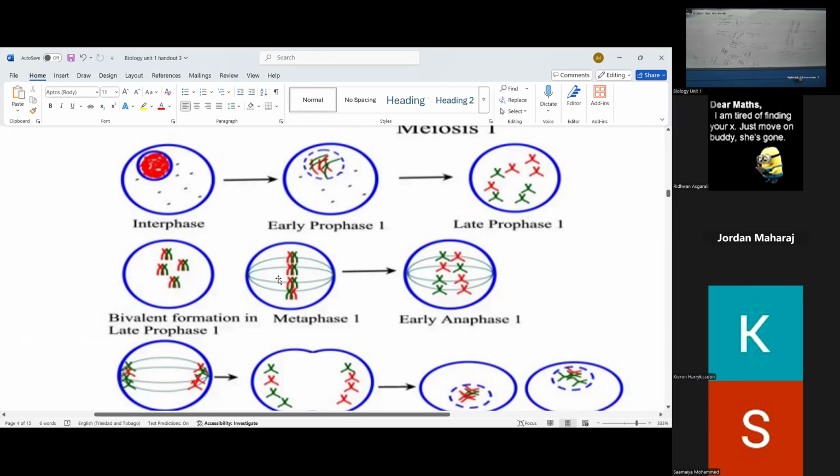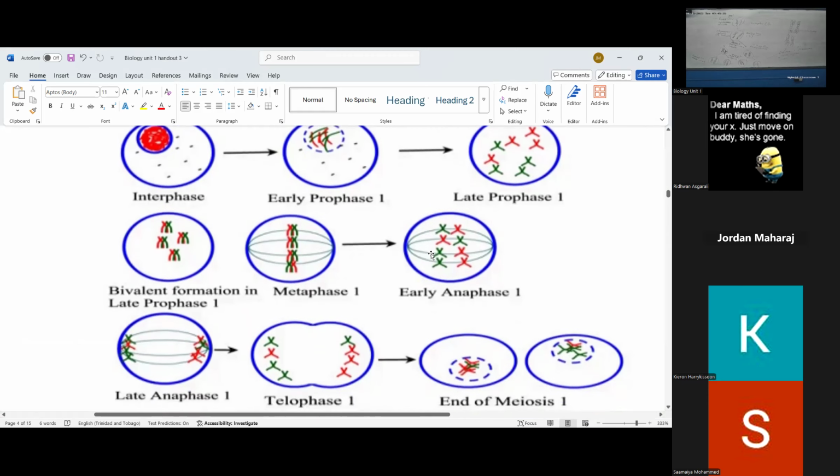In metaphase, this is the only phase in which you see the chromosomes line up along the equator. And there are two ways you can line up along the equator: it could be vertically, or it could be horizontally, because you have two ways in which you can have an equator. And the next step is anaphase.